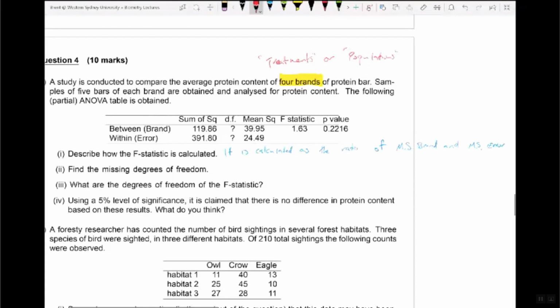We need the degrees of freedom now for the error, which is N minus k. Capital N is the total number of observations that we had across all the brands. We had 4 brands. From each of those, we took 5 protein bars. So we have 4 times 5, 20 total observations across the whole thing. So capital N is 20. The number of brands is 4. We have 16 degrees of freedom. So 3 and 16 are those 2 numbers.